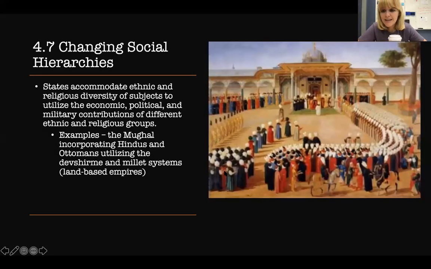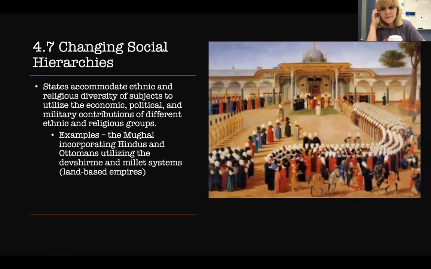Now, this slide was actually in my Unit 4 stuff, so if you've already written this down, you don't need to do it again, but these next 2 slides make more sense in the context of Unit 3. So changing social hierarchies. Empires are really important, especially these land-based empires, because they're inclusive. They have to be.